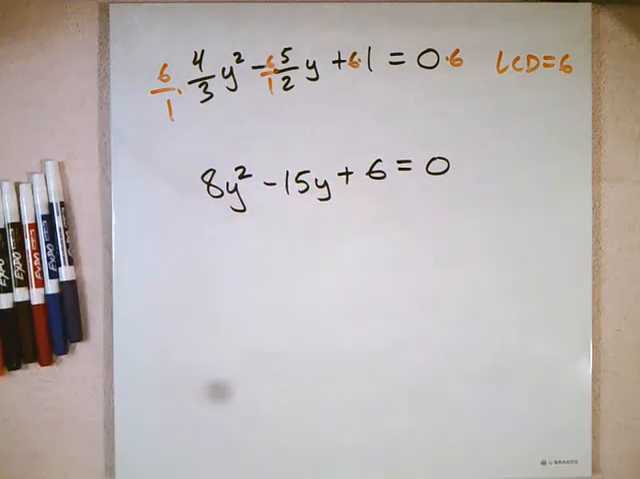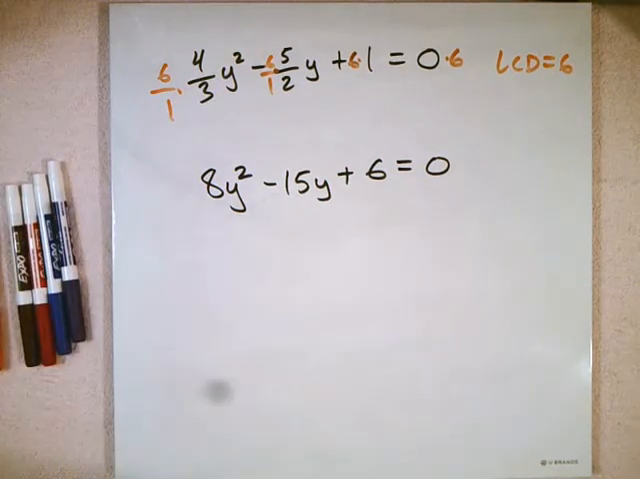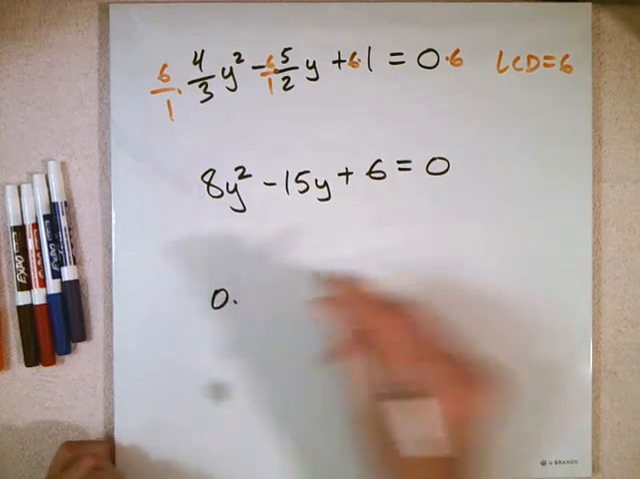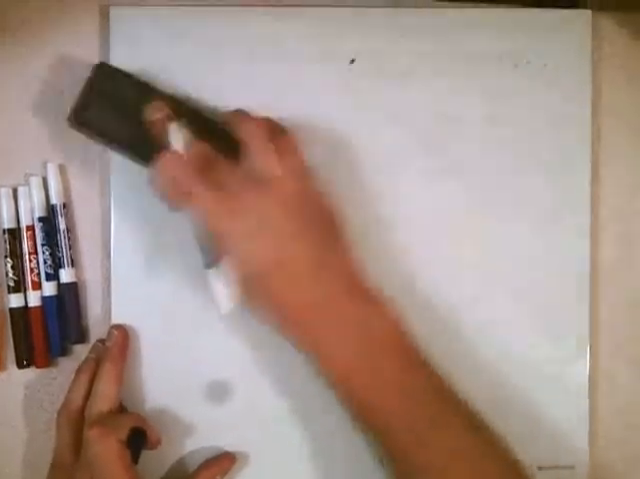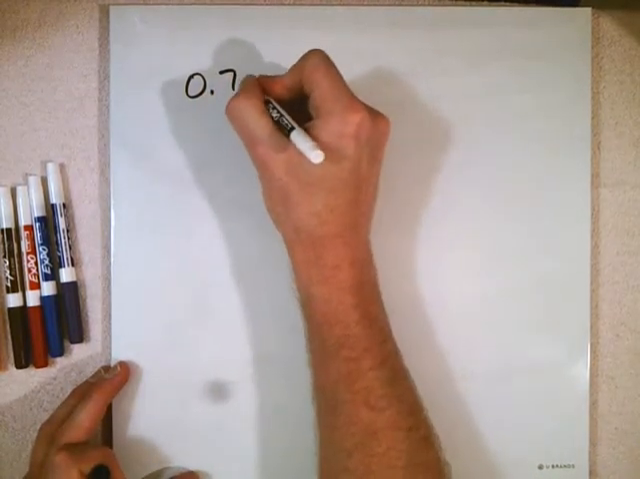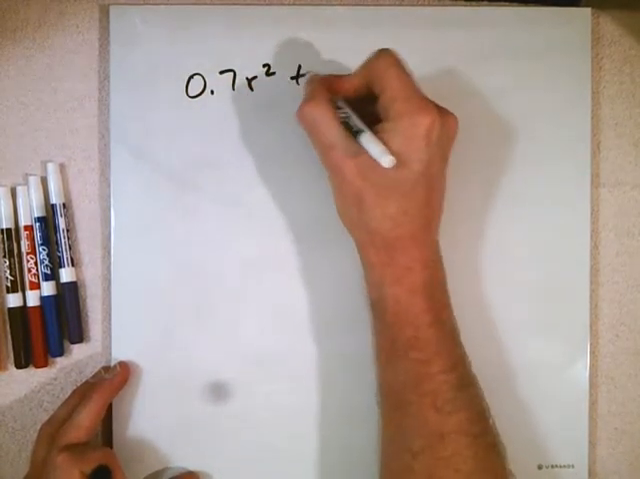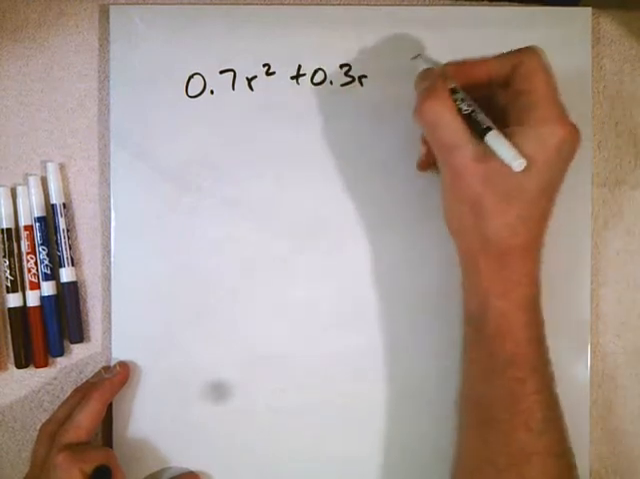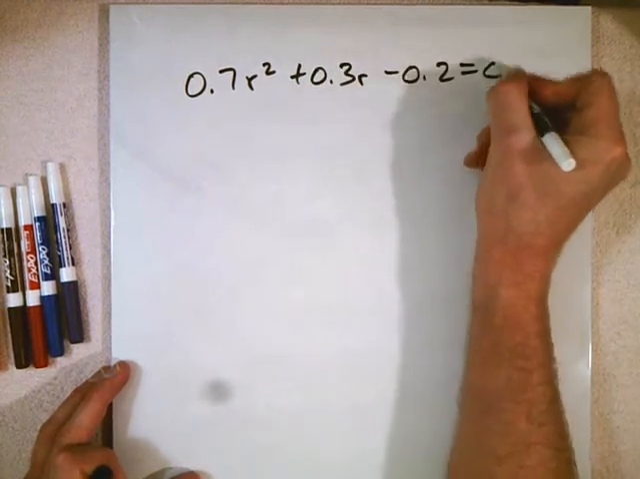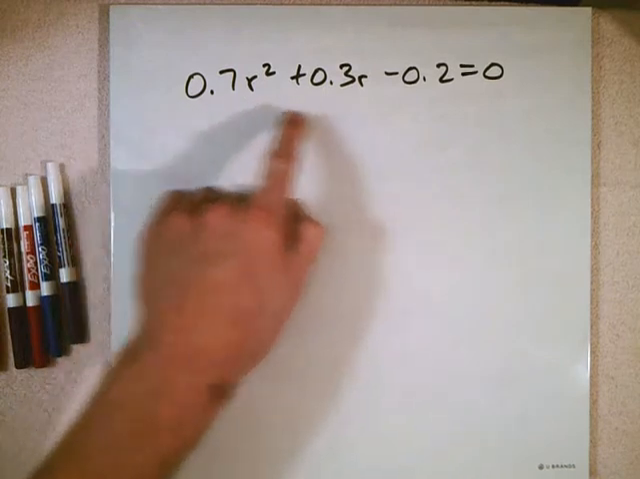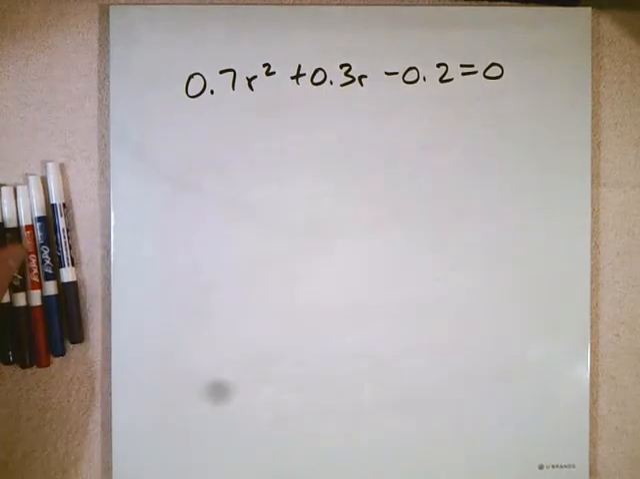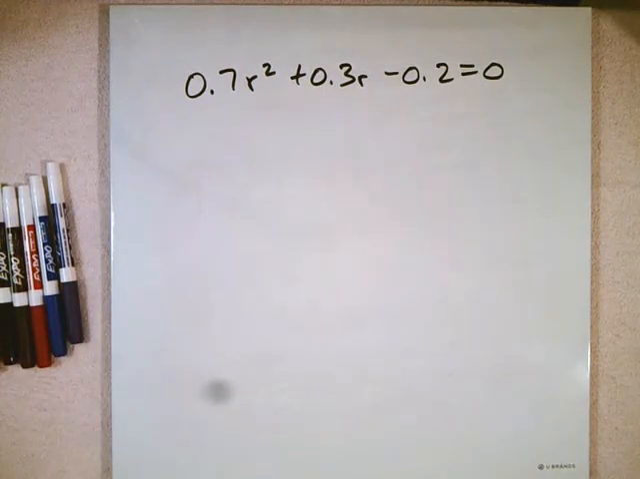Now, decimals are a slightly different matter. It's okay to plug decimals into the quadratic formula. Let me give you a quick example here. Let me get rid of this stuff here. There you have an equation like this: 0.7r squared plus 0.3r minus 0.2 equals 0. Now, you could easily plug these decimals in for a, b, and c into the quadratic formula, and it would give you in the end a decimal answer. And that's fine if you want a decimal answer.